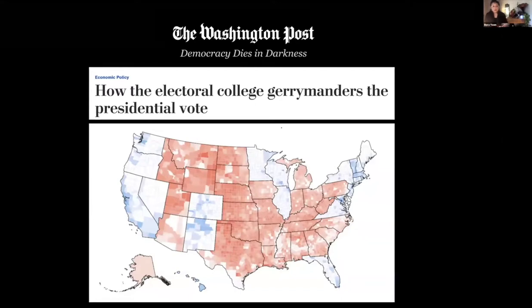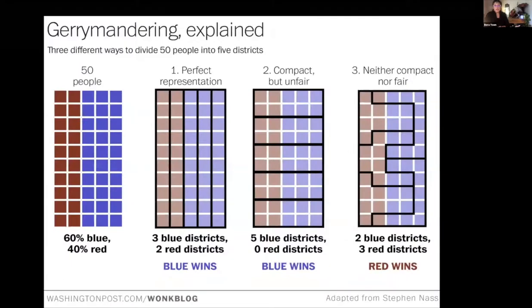I wanted to share a piece that pretty much took this article from the Washington Post in 2017 that displayed how gerrymandering works. As we see here, this is a perfect sample size of 50 people, and we see the red districts and the blue districts outlined. We see 60% blue and 40% red, so we would know that the majority is blue. But in all these three different scenarios, the data is cut up in different ways.